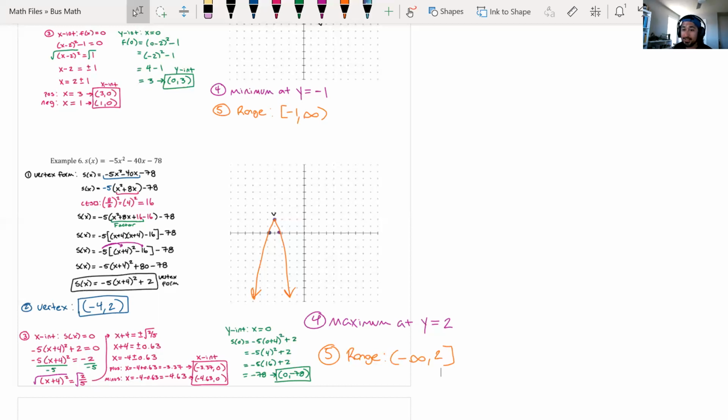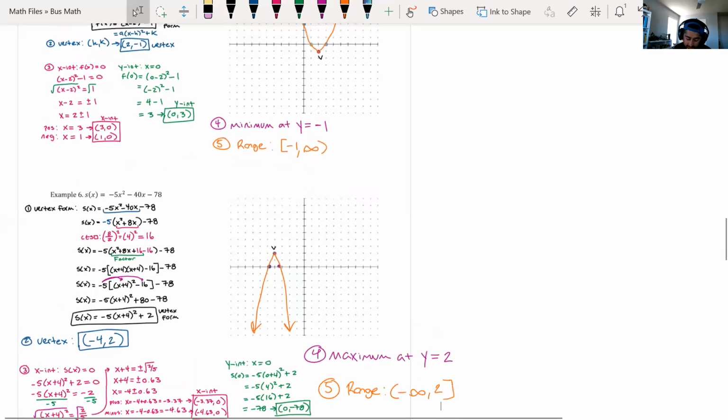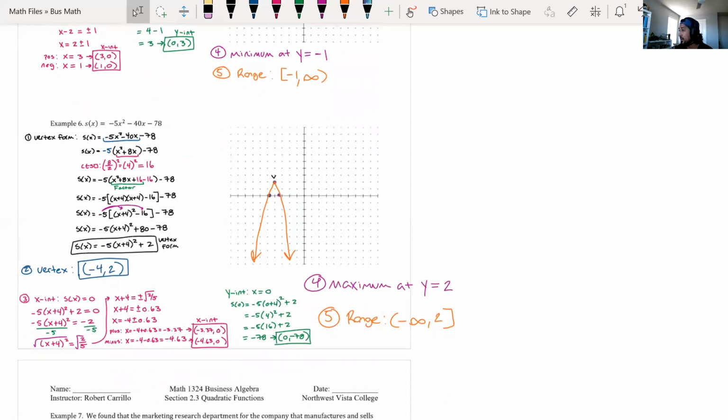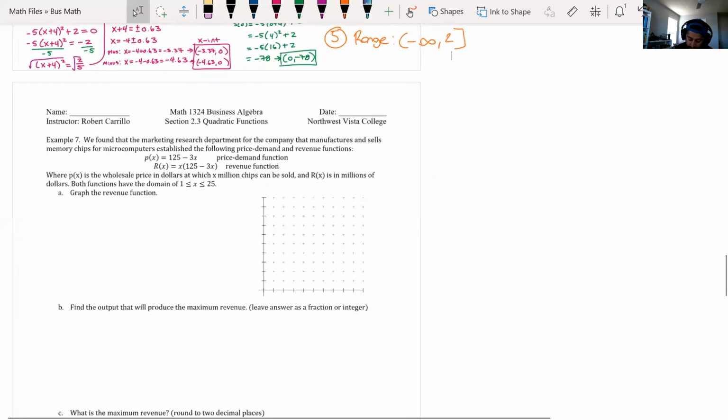All right, so that's graphing our quadratic functions by completing the square, finding the vertex, x-intercepts, y-intercepts, maximums, minimums, and range. And now let's get into our application problems. Okay.